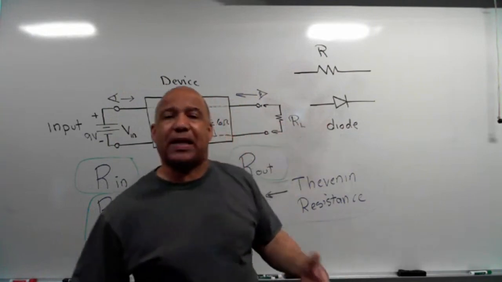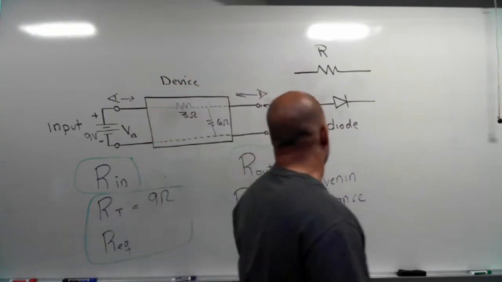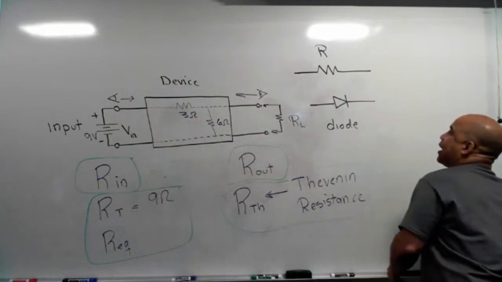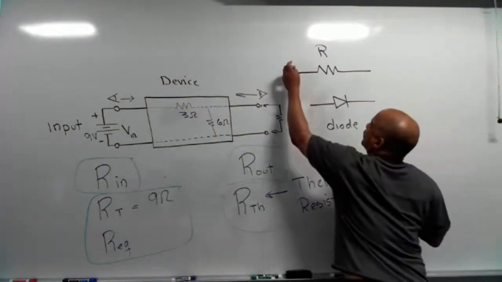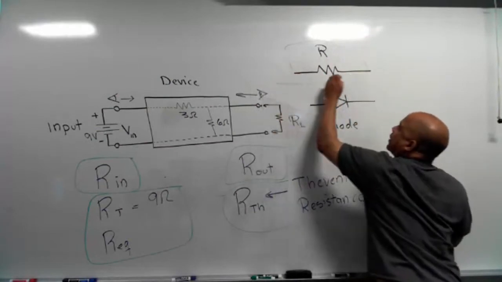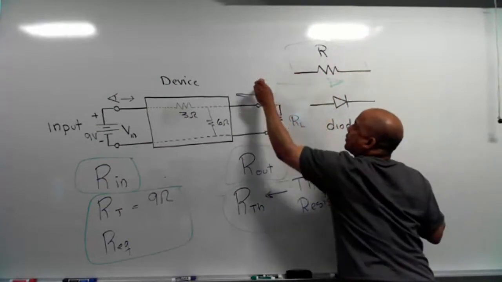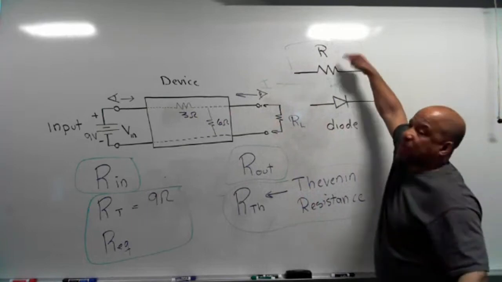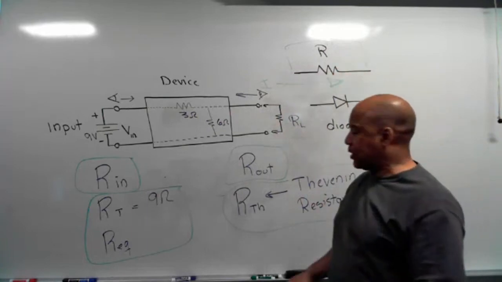What makes a resistor a bilateral device? Well, here's what does it. If I hook up a battery to the resistor, the current is going to flow this way through the resistor. What happens if I flip the battery over? What do you think is going to happen to the current?